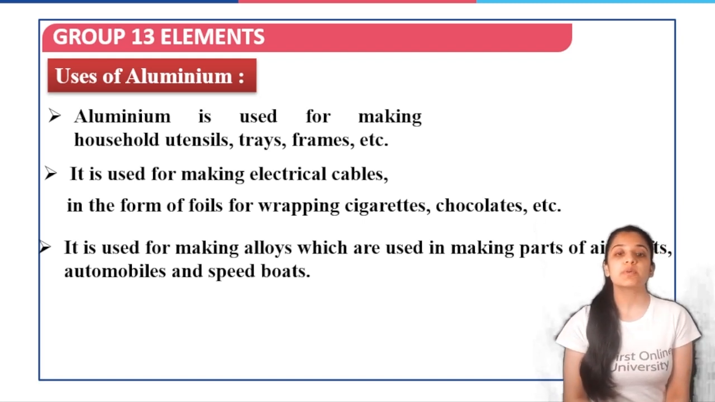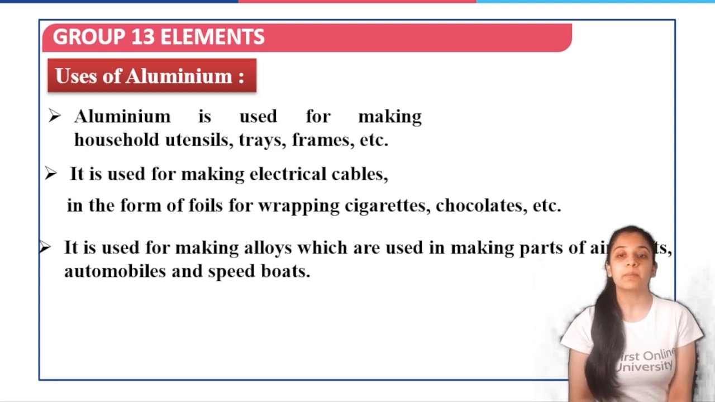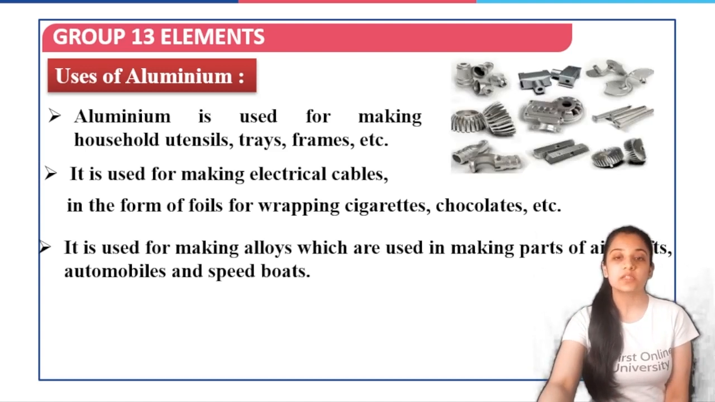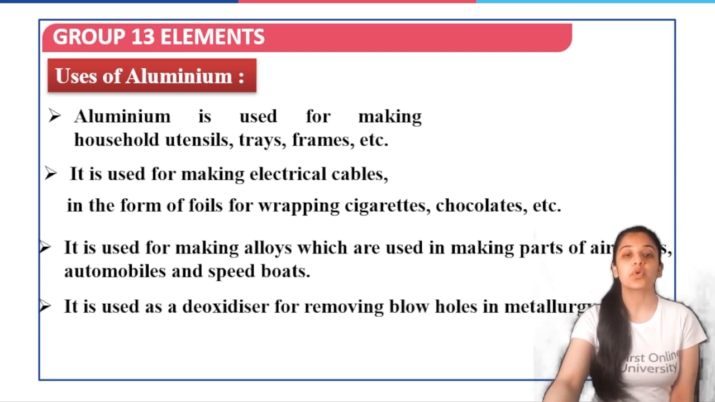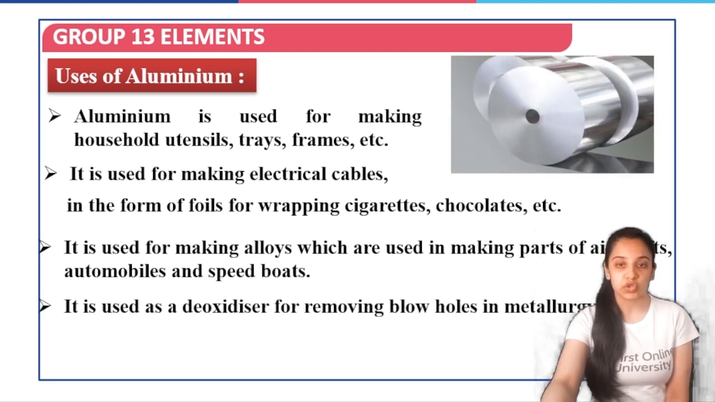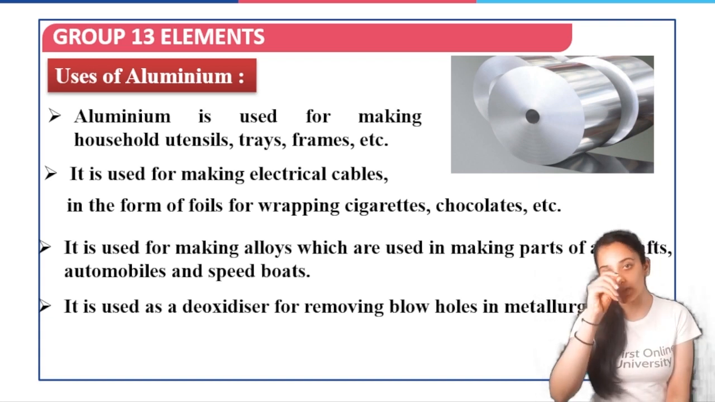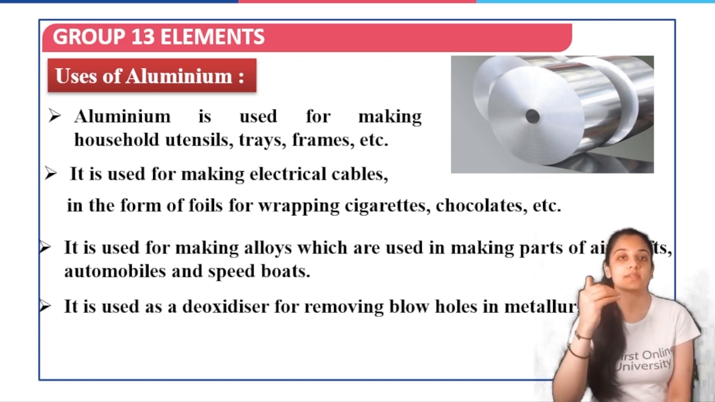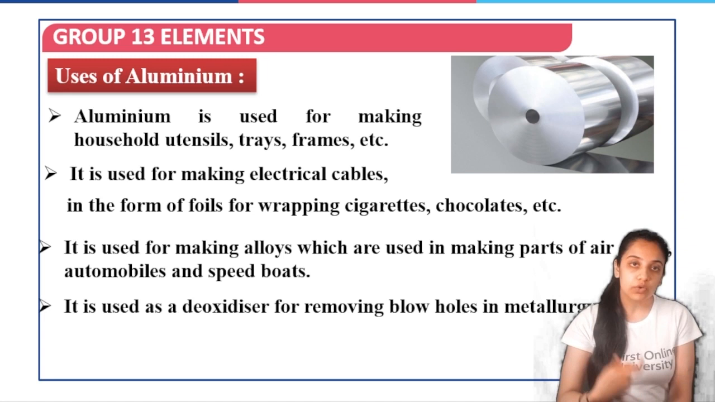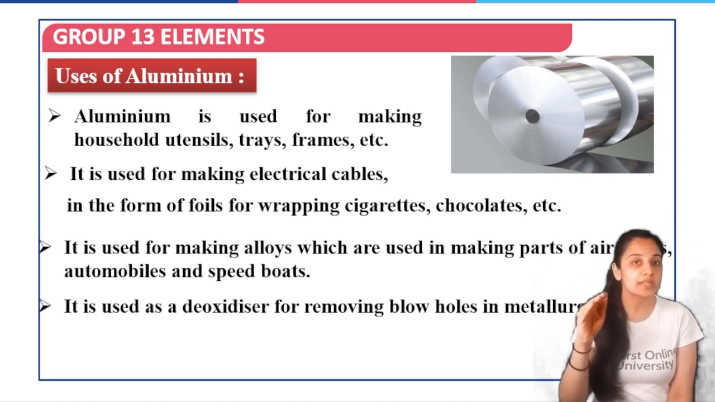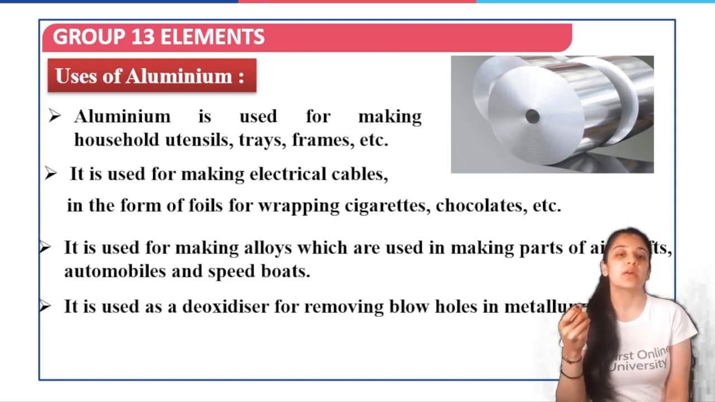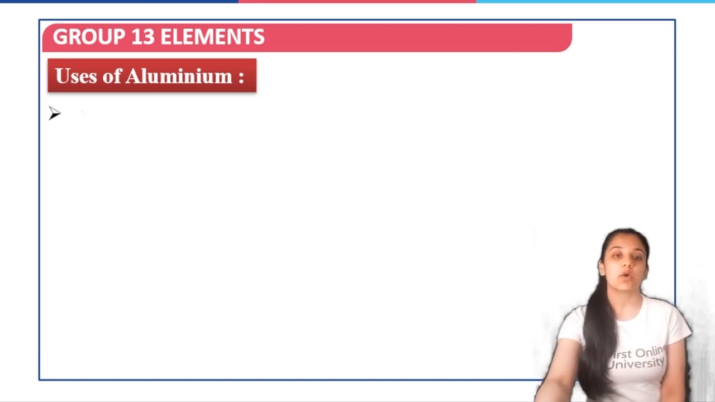Then it is also used for making alloys, which are used in making parts of aircrafts, automobiles and speedboats. Then it is used as a deoxidizer for removing blowholes in metallurgy. Whatever holes are formed, the blowholes specifically. If you want to know what blowholes are, you can always Google it up. But blowholes are something which is not desired. So in order to remove them, we use aluminium as a deoxidizer.